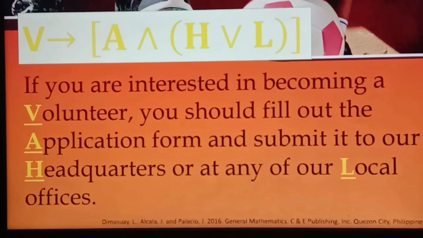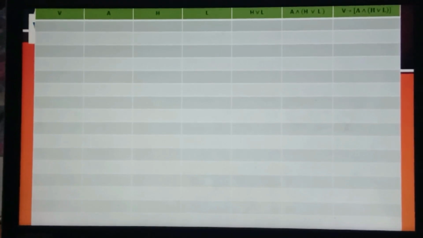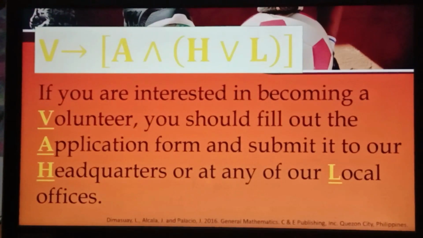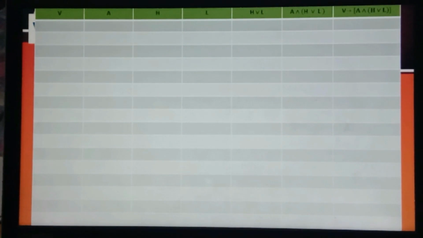4 refers to the number of letters. Here is our truth table. By following the order of letters, V, A, H, and L, we have for our first columns the V, A, H, and L.